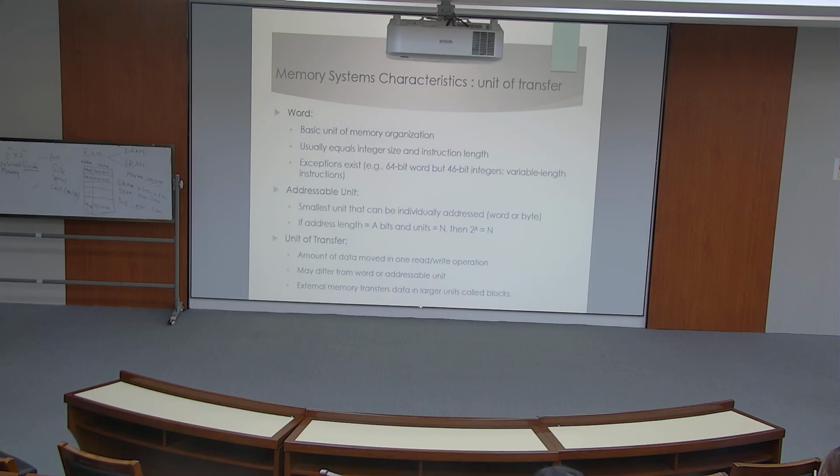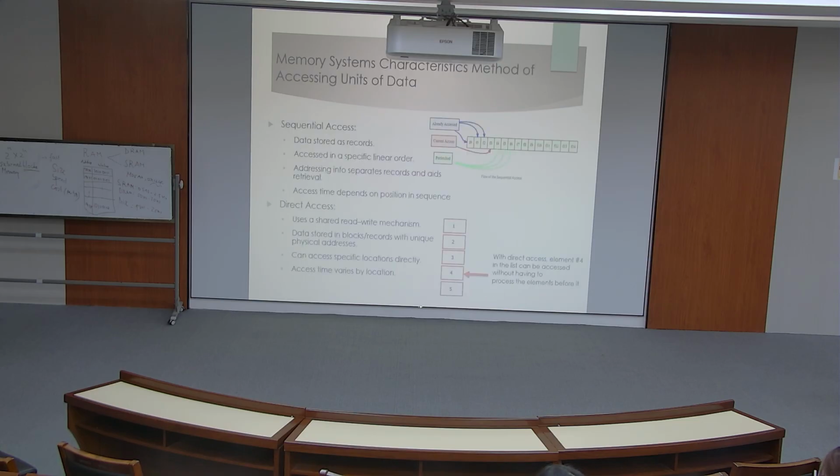Now, what's next? We needed to talk about the memory system. This time, we're going to talk about memory access methods. What are the different methods that the memory uses to access data? We have, for example, sequential access. Now, data are stored as records in the memory, and we have to access this data in a specific order. This is a linear order.